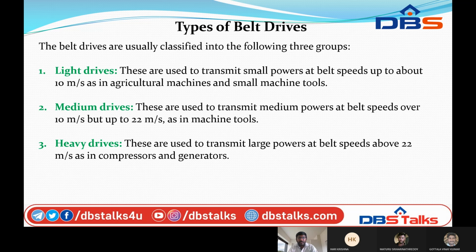Heavy drives are used to transmit large power at belt speeds above 22 meters per second. So the speed of the belt is above 22 meters per second. It is used in compressors and generators. So heavy drives are used only in compressors and generators.